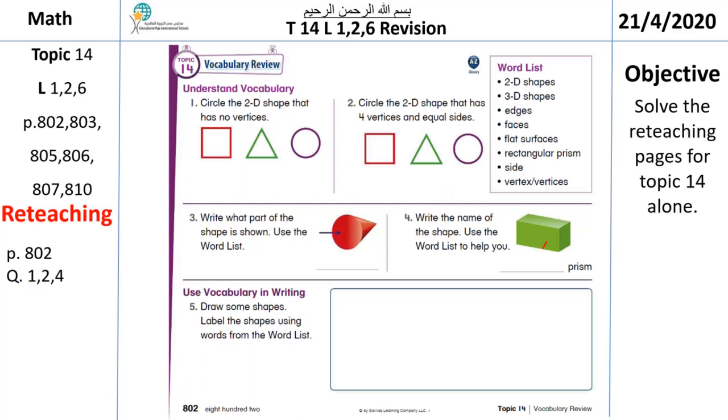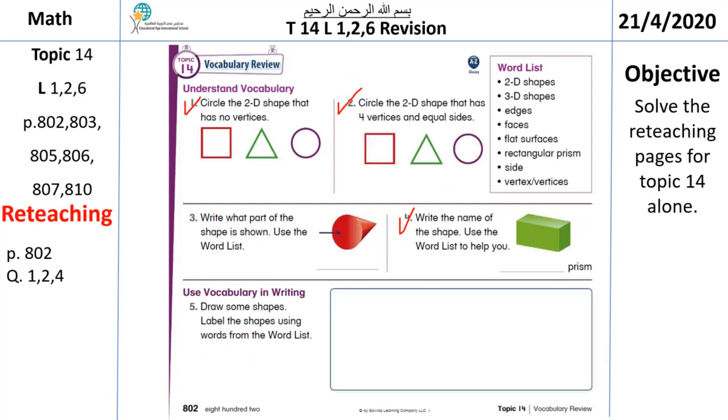Now please open your books on page 802. Write the date at the top. It's 21-4-2020. Now we are going to do question number 1, 2, and 4. Okay? Now for question number 1, it says, circle the 2D shape that has no vertices. None. Nothing in math is 0, right? So which one is it? It's pretty easy. You should do it, okay?